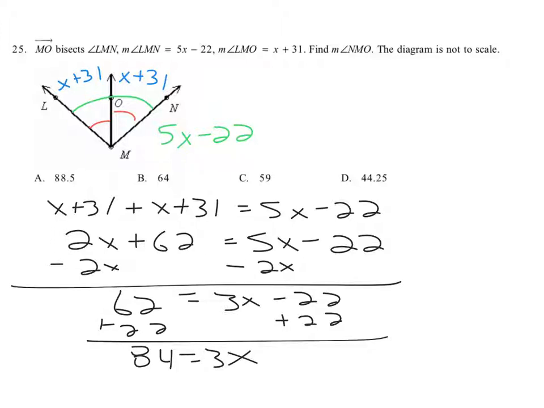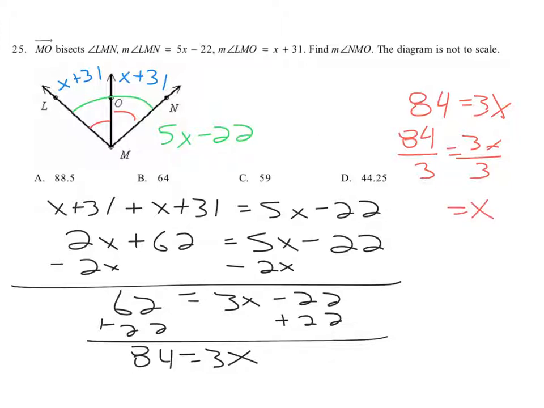Running out of space here, but let's come over here on the side. I'm going to write it in red over here on the side. If you had 84 equals 3x, then we can divide both sides by 3. 84 divided by 3 is equal to 3x divided by 3. And we get x equals, what is 84 divided by 3?